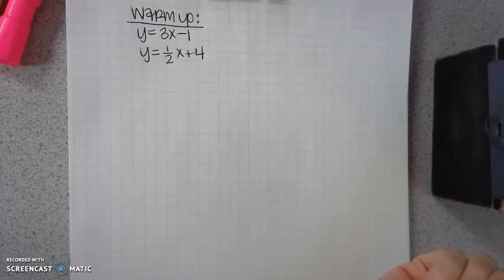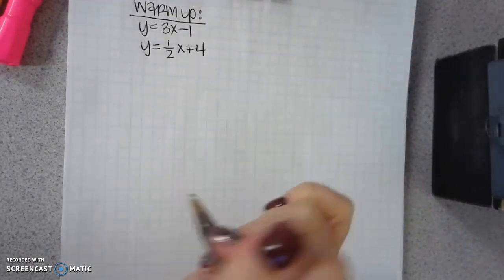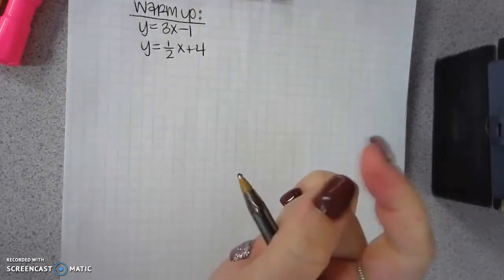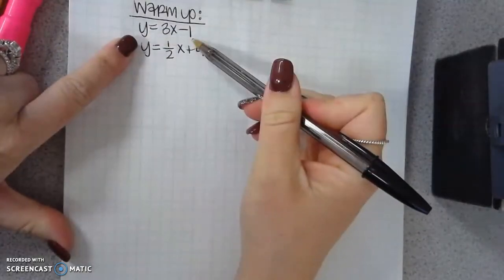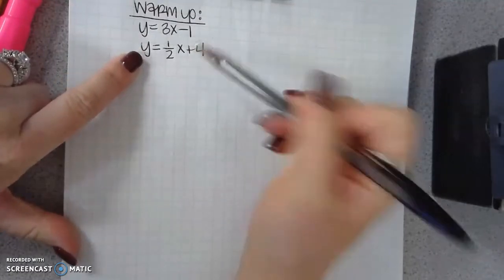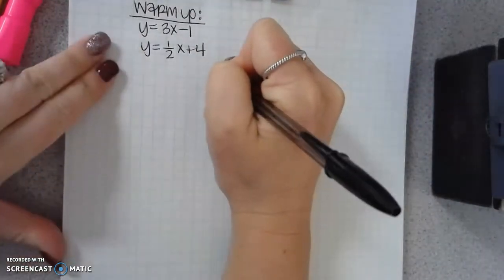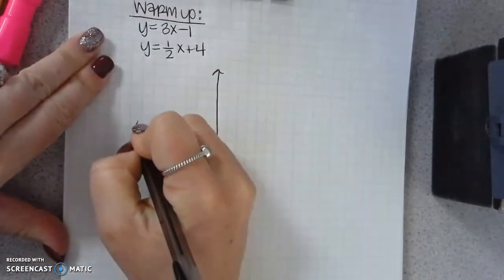Hello, hello. So I'm going to go over the warm-up that you should have just completed and turned in. You had to graph y equals 3x minus 1 and then y equals 1/2 x plus 4. I am going to graph them on the same graph.